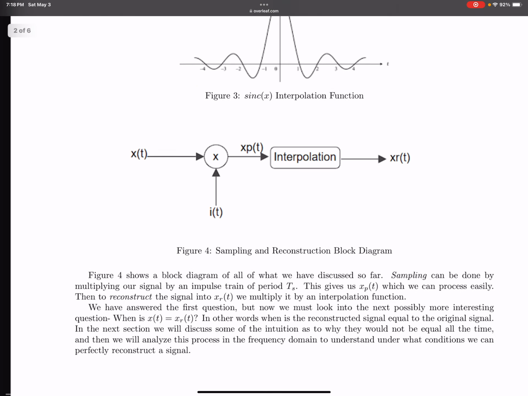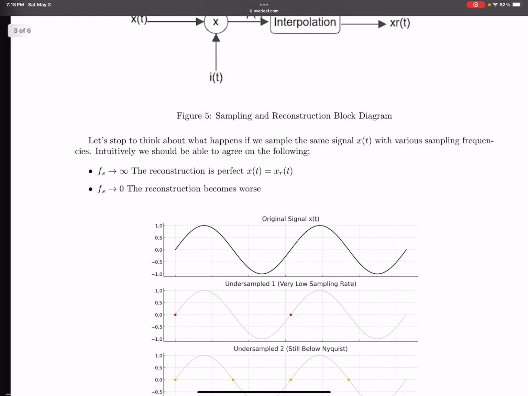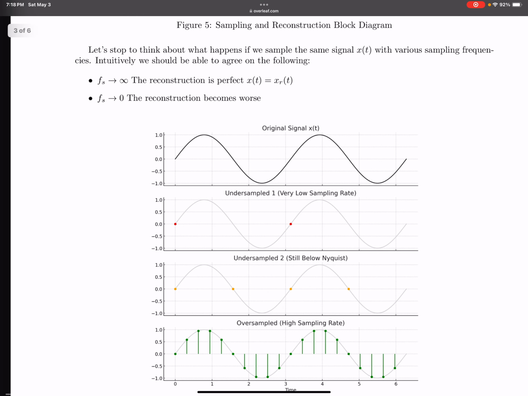So these are like the edge cases, right? But obviously we're going to want to get a more nuanced idea of what this sampling frequency should be to get a perfect reconstruction. But just intuitively, we should be able to see that the sampling frequency is a very important parameter to analyze when we're talking about reconstruction.